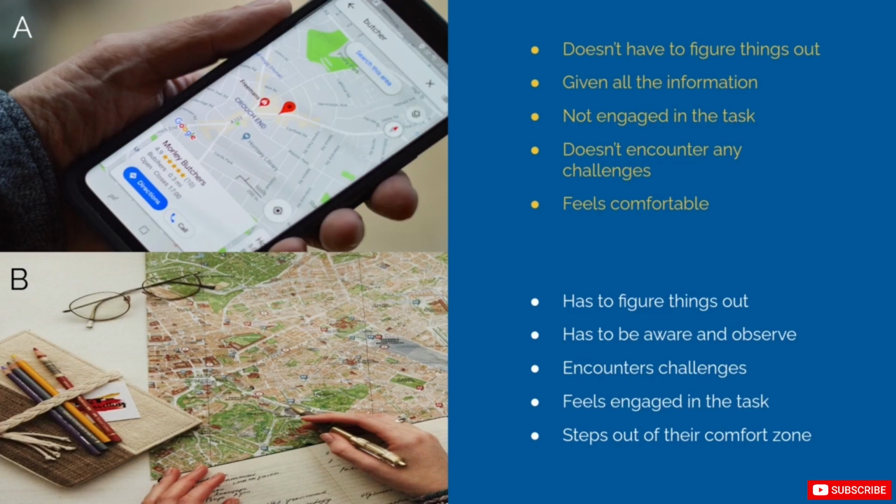The person in picture B, even though they may have struggled more at the beginning, maybe on the first day it took them a long time to find the destination, much more quickly they're going to be able to remember this route because they're doing everything for themselves. They're challenging themselves, they're engaged in the task, and they're pushing themselves out of their comfort zone. And this to me is at the heart of what effective learning is.